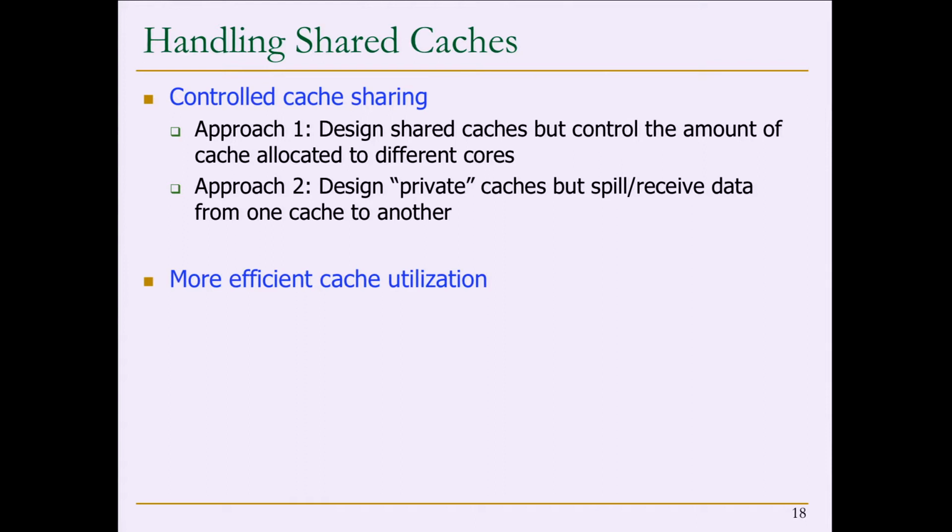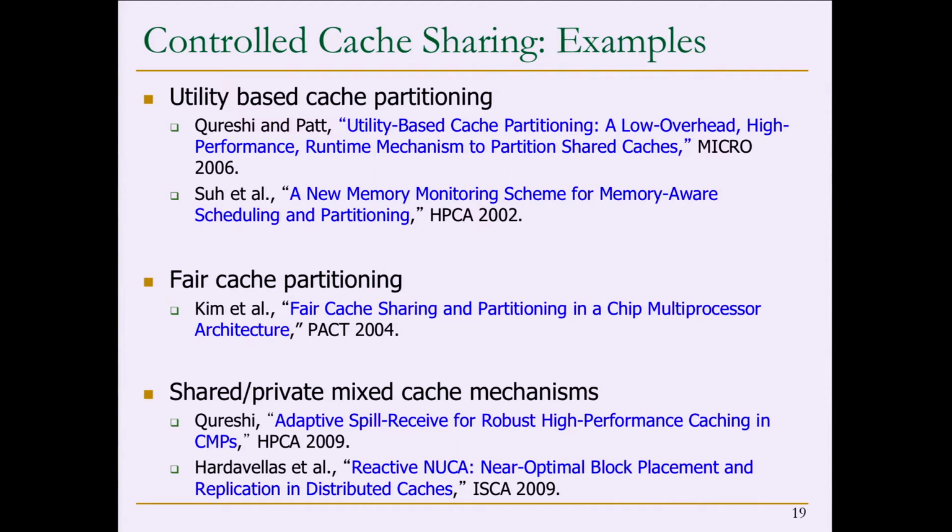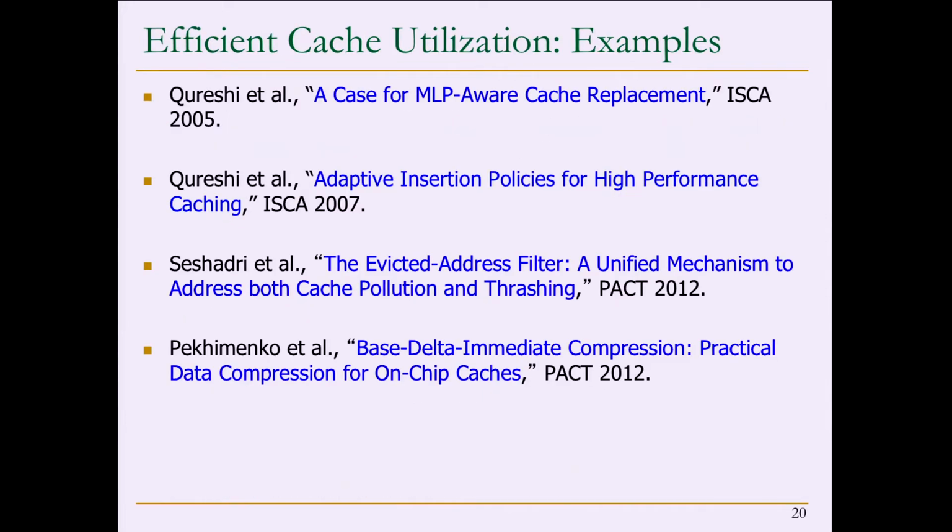And the second topic is more efficient cache utilization, because efficient cache utilization becomes extremely important in multi-core. So we'd like to minimize the wasted cache space by keeping out useless blocks. If something is really useless and you can predict that it's useless, why do you even cache it? We want to keep in cache the blocks that have the maximum benefit and minimize redundant data. So we'll look at different approaches. If all of your blocks are storing zeros, do you really want to do that? Why don't you compress your data, for example, in the cache? Or why don't you deduplicate the data? We're not going to talk about deduplication, but that could be another potential thing. So these are some examples for controlled cache sharing. I'm not going to cover all of them, but we're going to cover some of them. And these are some examples for efficient cache utilization. I think we should be able to cover all of them if you use the time wisely.